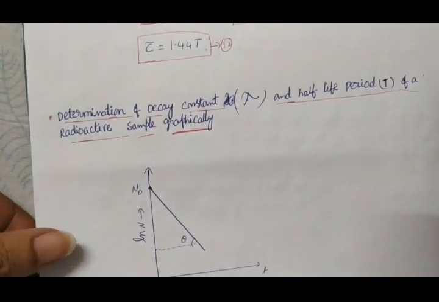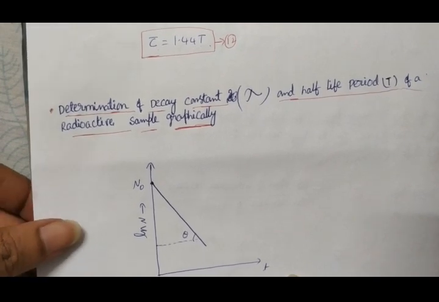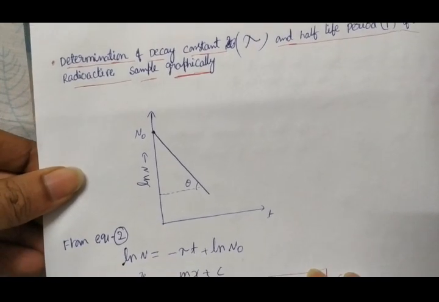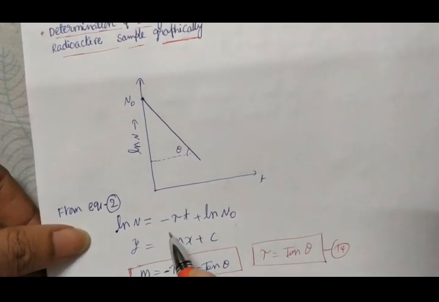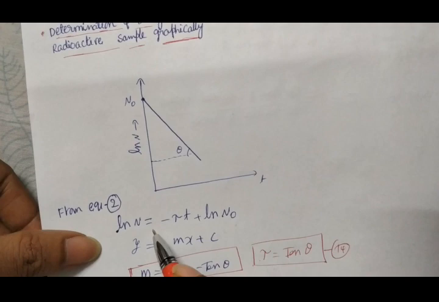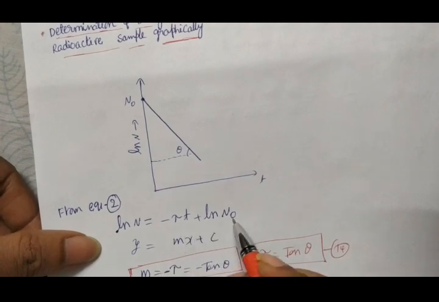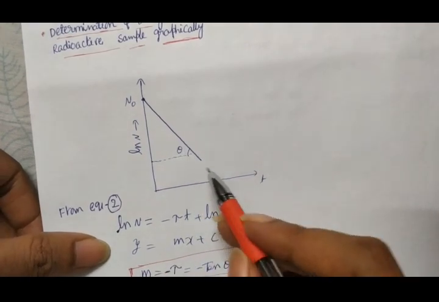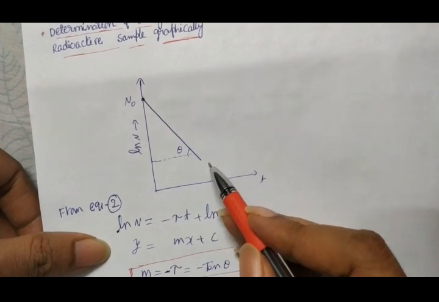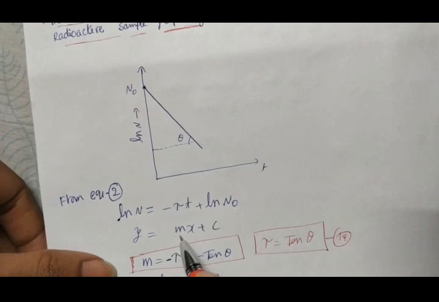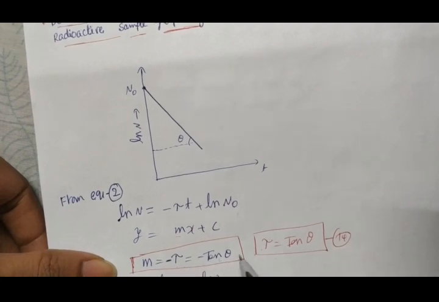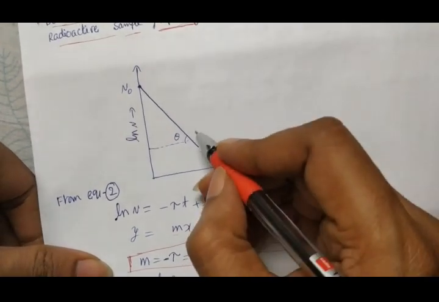Now, determination of decay constant lambda and half-life using the graphical method. Suppose you draw a graph. We know log N is equal to, this we already did, log N is equal to minus lambda t plus log N naught. It is a straight line which has negative slope, already we discussed. And what is the slope of the line here? The slope m is minus lambda, that is equal to minus tan theta.